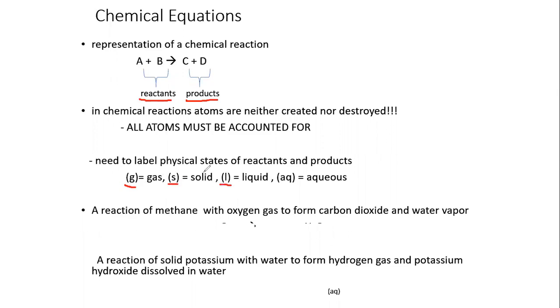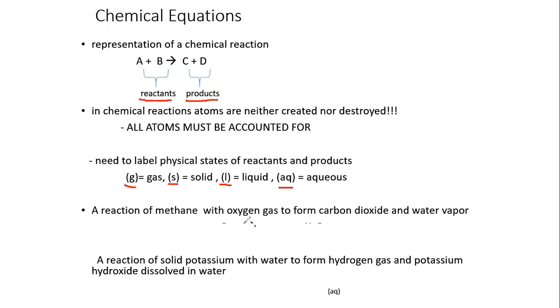These three are pretty much straightforward, but AQ is for aqueous. What aqueous means is something is in water. So if you see a compound and it has a subscript aqueous next to it, that means it's been dissolved in water. Likewise, if you see an ion in a chemical equation, usually it has AQ around it because ions only exist in solutions. So they're always going to have an aqueous sign.